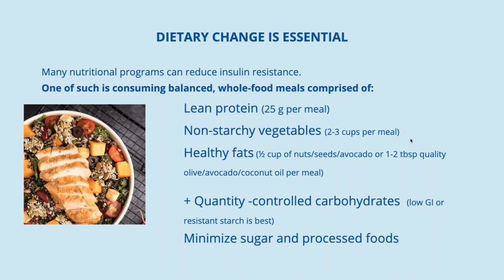And then quantity controlled carbohydrates. And the amount of carbohydrates per meal, I vary depending on the patient and depending on their sensitivity to carbohydrates. And of course, we want to go with the low glycemic index or resistant starch types of carbs, which I'll talk about later. Those are always best. So it's the lean protein, non-starchy vegetables, healthy fats, and then carbs that are low glycemic index, minimize sugar and processed foods. And of course, avoiding environmental toxicants is key as well. So any way that we can avoid animal products that are produced with hormones and that are not organic, that's going to be very, very important as well.